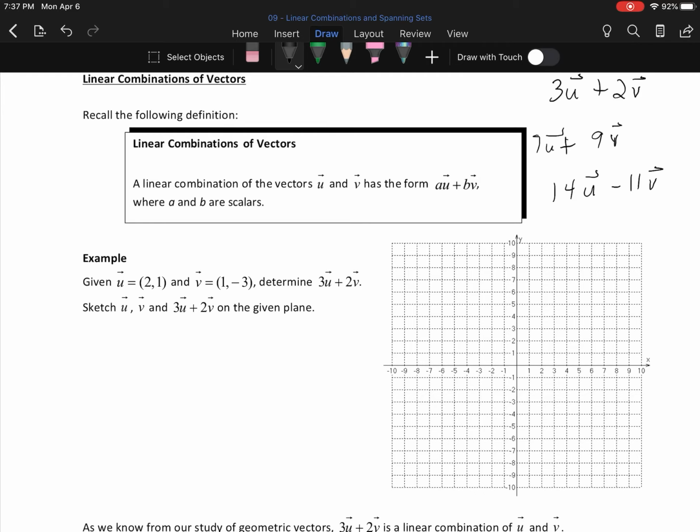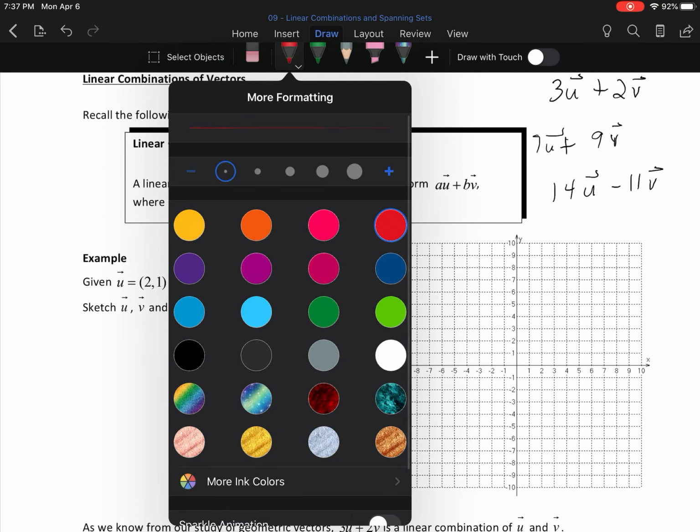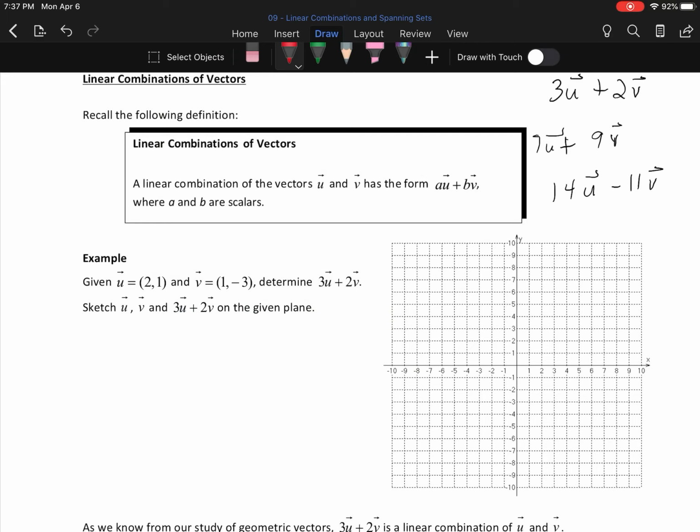To visualize what's going on, here's an example. Two vectors, u equals (2, 1), v equals (1, -3). So what would 3u plus 2v look like? It says sketch u, v, and 3u plus 2v. Well, I'm going to jump right ahead and sketch 3u plus 2v so you get what's going on here. I'm not going to do it with all the straight-line stuff. I'm going to draw it myself, because it goes a little faster and smoother. So u is (2, 1). There's u.